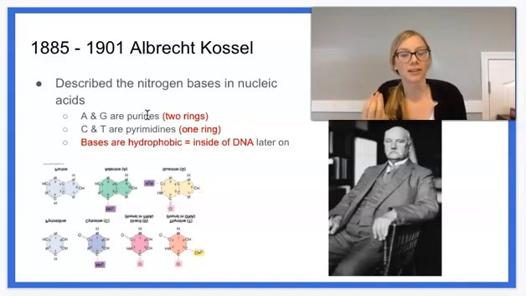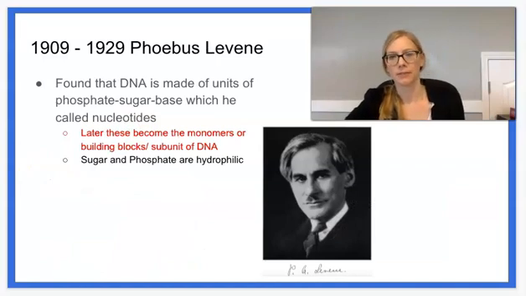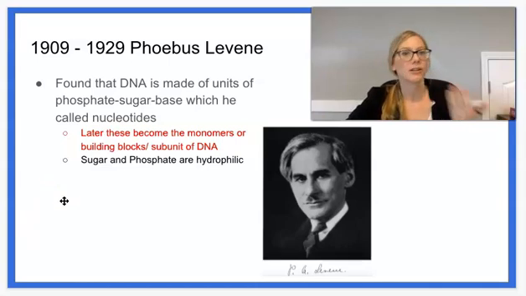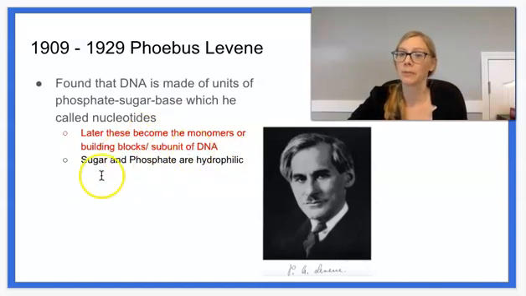So it makes sense that they're on the inside of your double helix because they don't like water, right? Later on that becomes important, though he doesn't know that right now. Levine finds that DNA is made out of units, a sugar or phosphate base. He calls these nucleotides, right? Later on we call these monomers, and we know that they are the building block. Again, this sugar phosphate is hydrophobic.